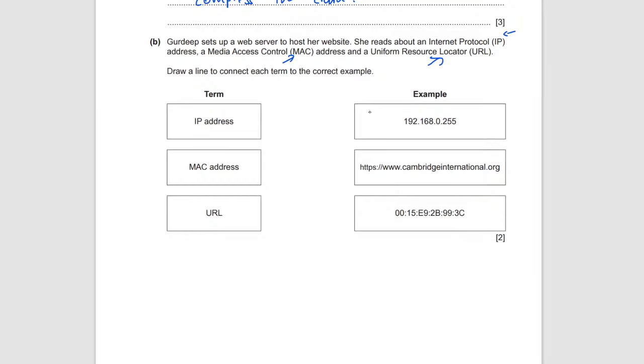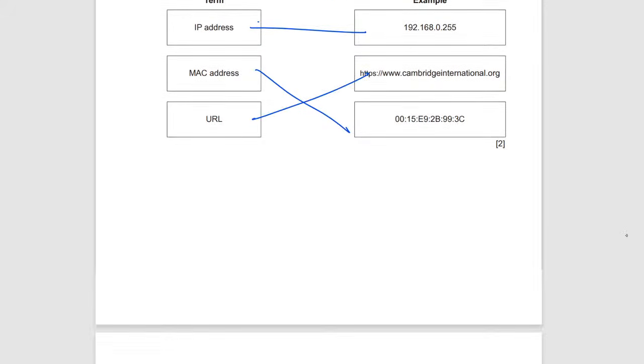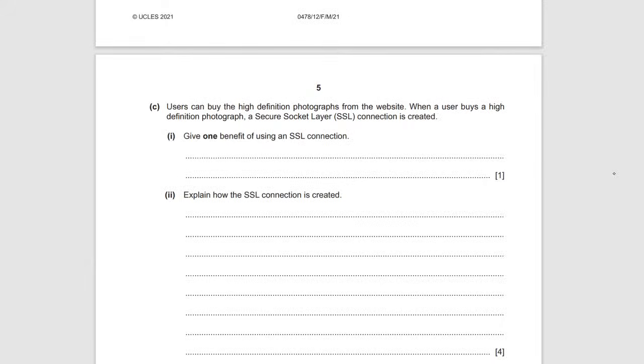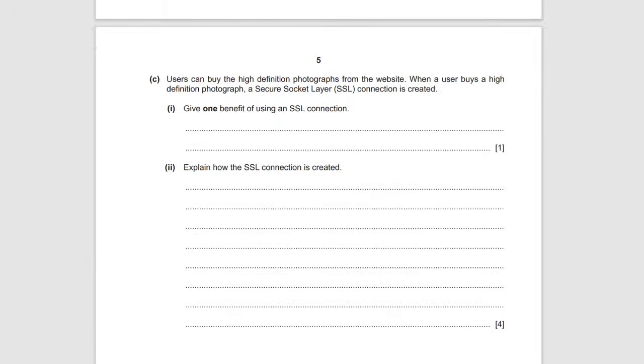So let's see. IP address looks something like this. The MAC address looks something like this. Look at this, the first part of it is actually a manufacturer's code, meaning it's always the same. The URL, we all know, is that. So that will give you 2 marks. If you get any wrong, you'll get minus 1 mark. But these matching questions are really easy.